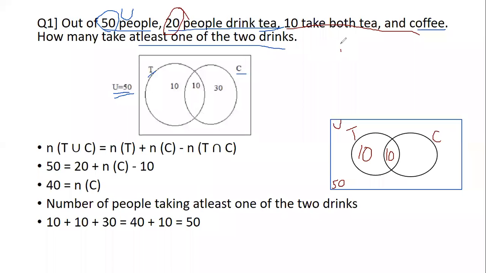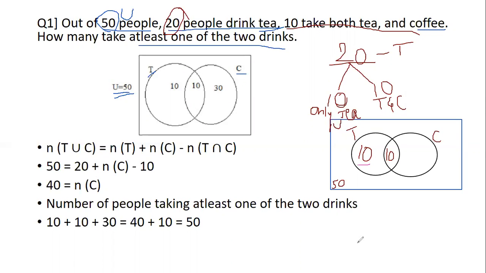I'll just repeat once again. We have a total of 20 people who drink tea. Out of these 20 people, 10 people commonly drink both tea and coffee. The remaining 10 out of 20, if 10 go, the rest of the 10 people will drink only tea. 10 people only tea. So that only tea, I write it here in the set.